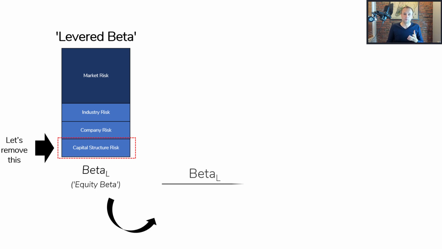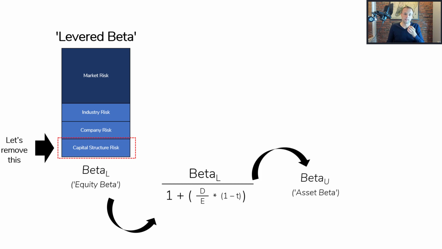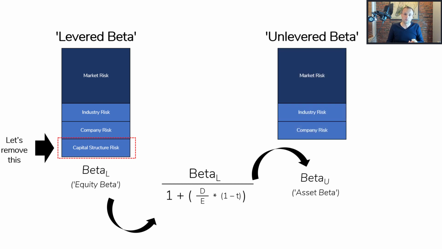To do that, what we'll do is we'll take the levered beta and then we'll divide by 1 plus debt over equity, so the ratio of debt relative to equity times 1 minus our tax rate. And what that does is it pulls the capital structure impact out of beta and gets us to what's called an asset beta, which is the beta of the business excluding the impact of the capital structure, or also called the unlevered beta, often denoted as beta sub U or B sub U.